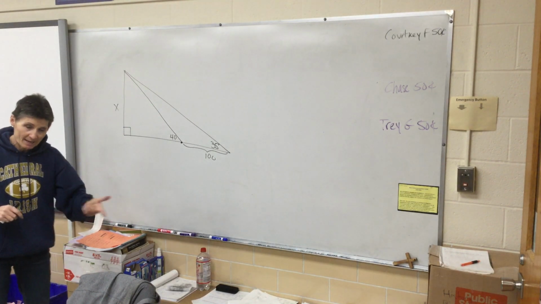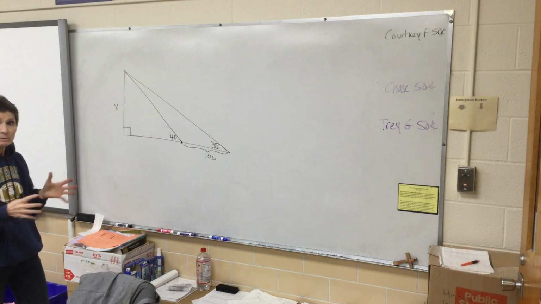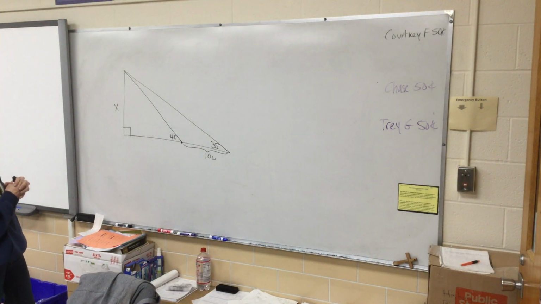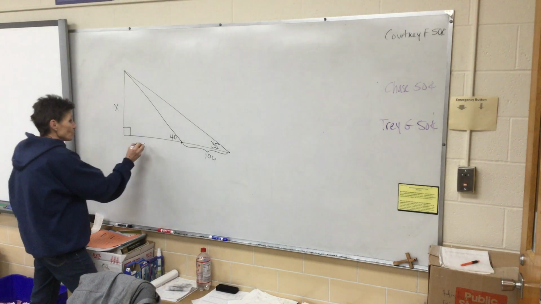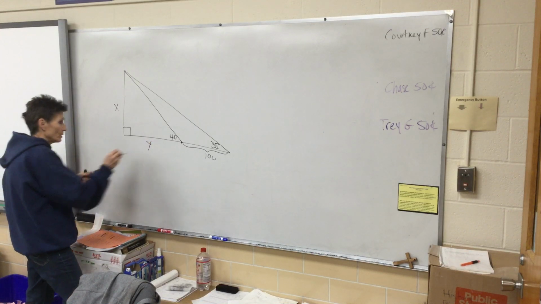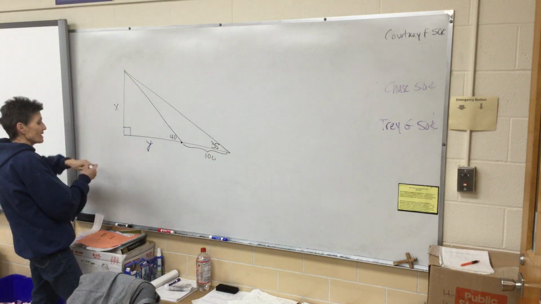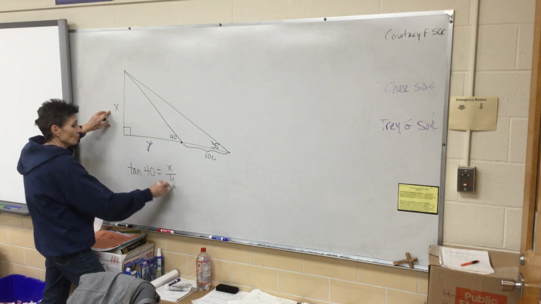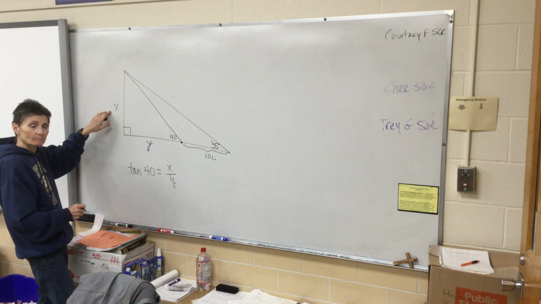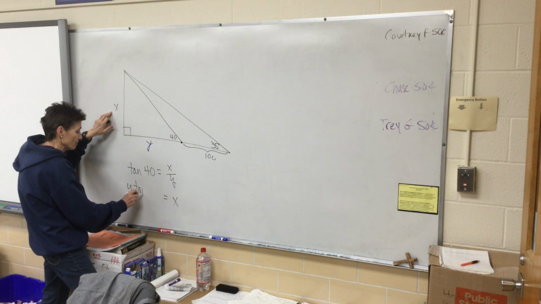In chapter 5, we're going to learn how to do this a lot easier, but right now, we're going to set up a system of equations. Here's what I mean. I'm going to call this right here y. I'm going to write an equation that says the tangent of 40 equals x over y, which means that x equals y tan 40.